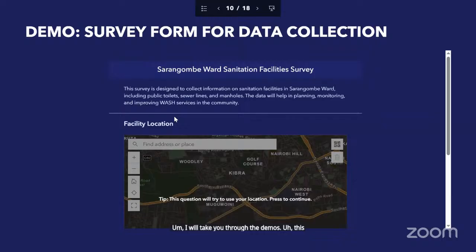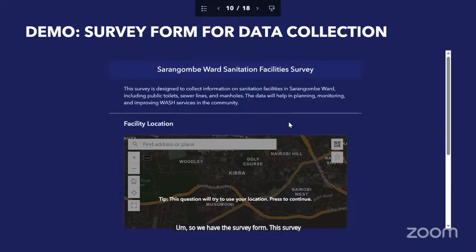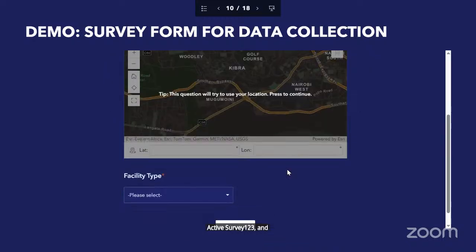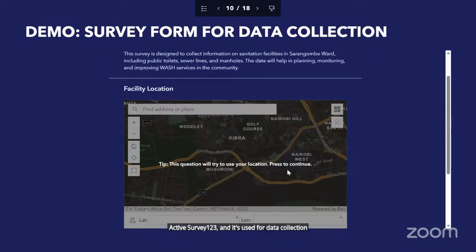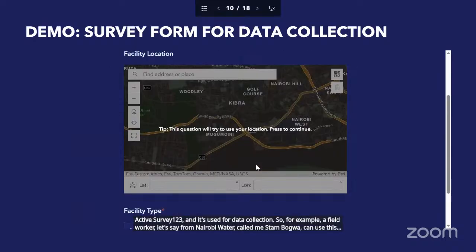This way you can see how all the analysis I have discussed translates into practical and easy to use visuals for decision making. So we have the survey form. This survey form was designed in ArcGIS Survey123, and it's used for data collection. For example, a field worker, let's say from Nairobi Water, called Mr. Mbogwa, can use this form to collect data.